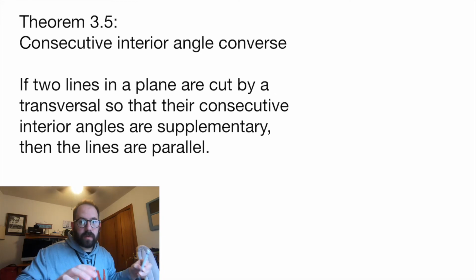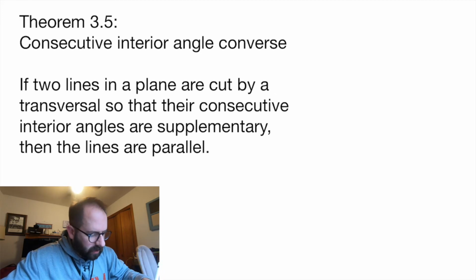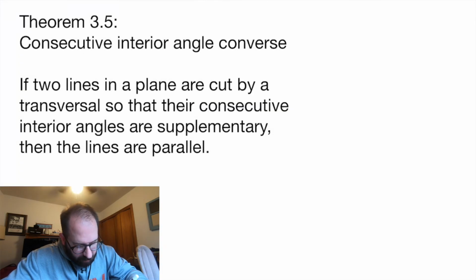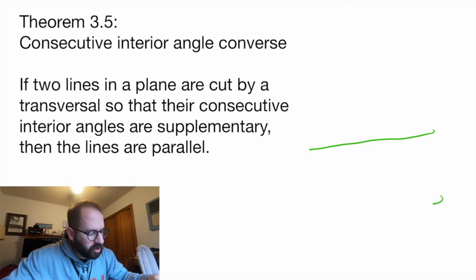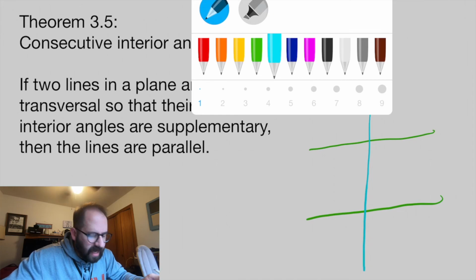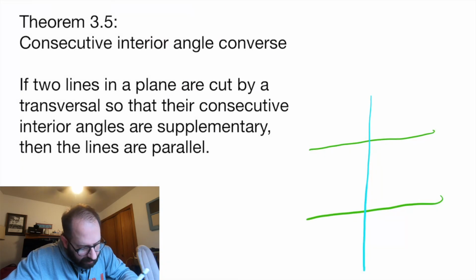So, again, this one's short and sweet and to the point, just like the last one. So we have 2 lines cut with a transversal. And again, we're trying to show that these lines are parallel. We're not assuming that they are. And we have a transversal cutting through them. There we go. So there's my line cutting through, and we're given that the consecutive interior angles, that would be like this angle and this angle.